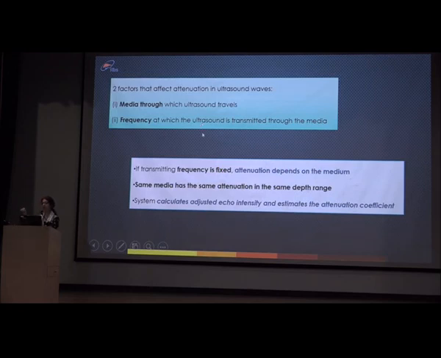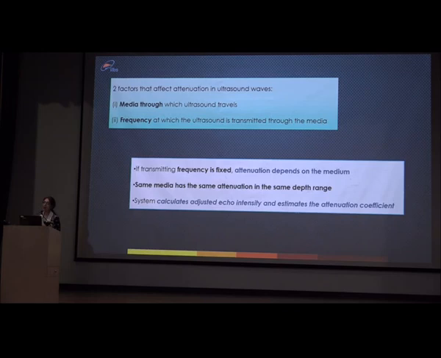Whenever you send an ultrasound wave into the body, there are only 2 factors that affect the attenuation of the ultrasound. So the ultrasound wave gets attenuated, which means it's destroyed as it enters the tissue. Only 2 things. One is the media through which it travels, which means if there is ascites or if there is fat, it's going to get changed. And if they're both together, it will be attenuated more. And the frequency at which the ultrasound is transmitted.